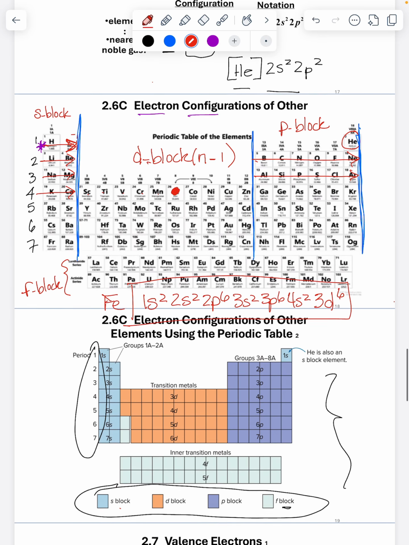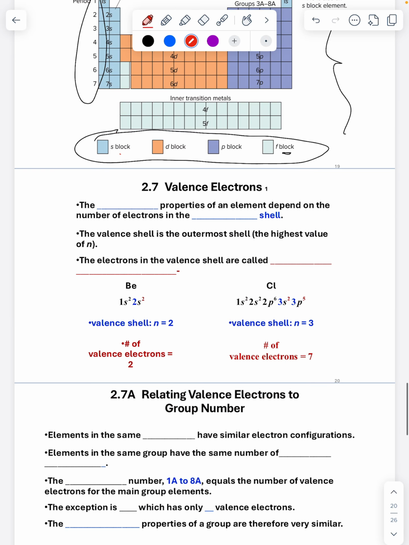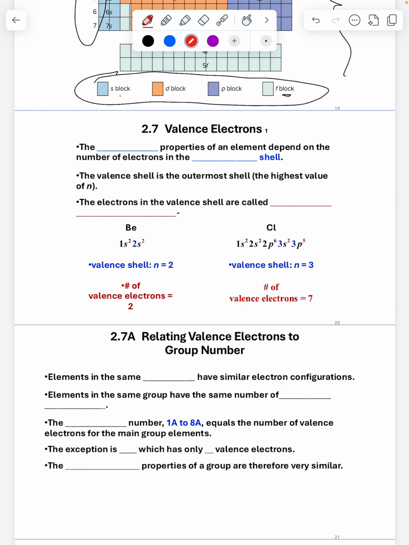Our next topic here is about valence electrons, and the valence electrons are very important in the atom. In fact, the chemical properties of an element depend on the number of the electrons in the valence shell. The valence shell is the outermost shell, the one that's the farthest away from the nucleus, and these electrons are called valence electrons. The valence electrons determine the chemical properties of an atom, and so therefore are very important.